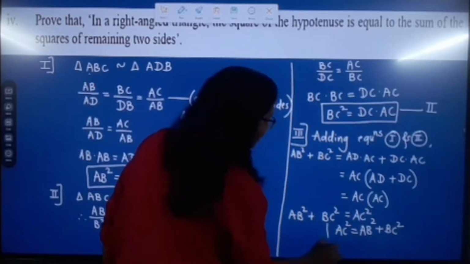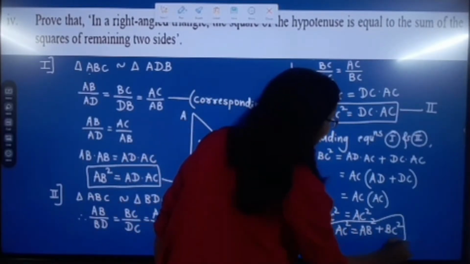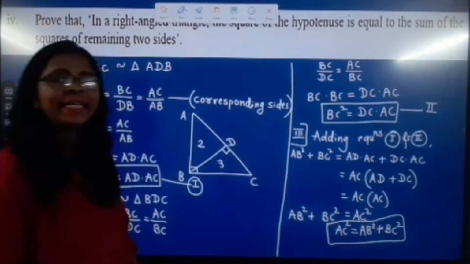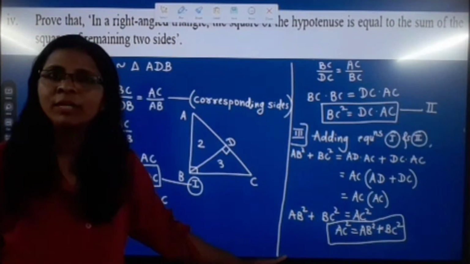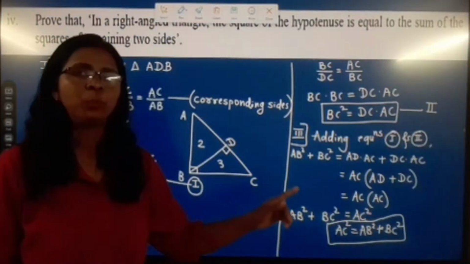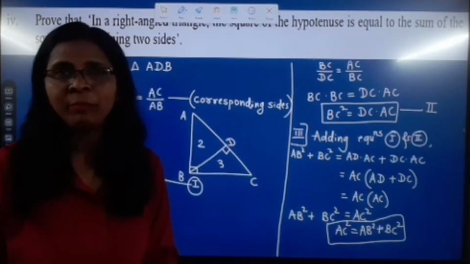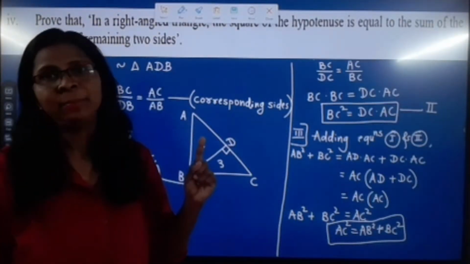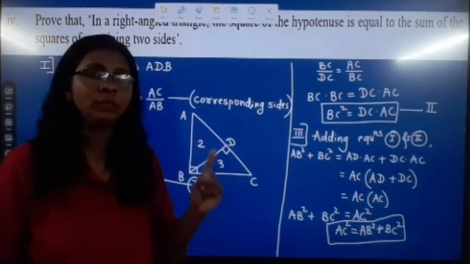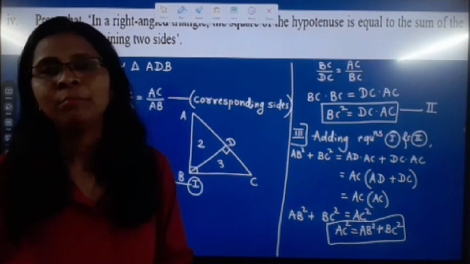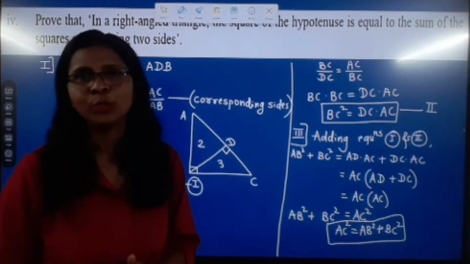Yes students, this is our last step, and that is what was to be proved. In the to prove, we write down this step: AC square is equal to AB square plus BC square, and so hence proved. But the last step, students, is that we should write the statement. We should write down the statement. Then you can get the 100% marks, students.